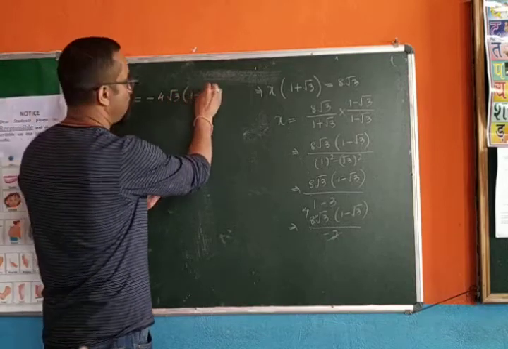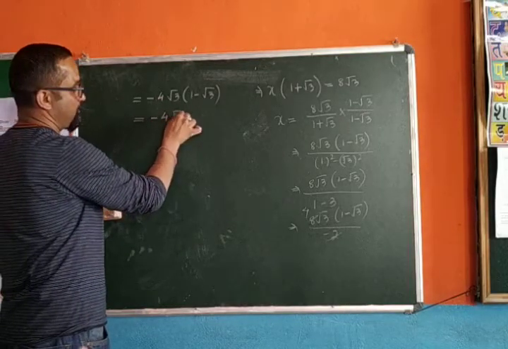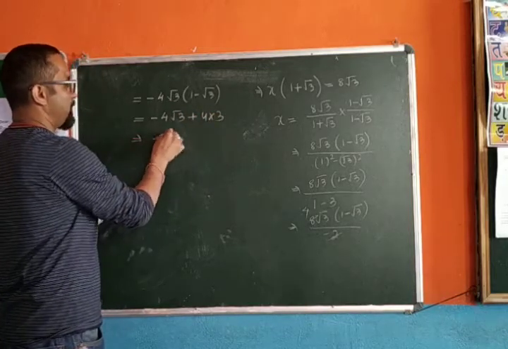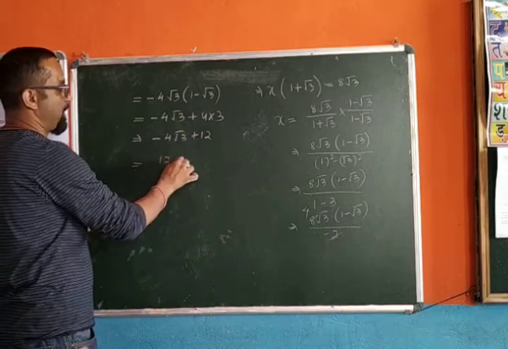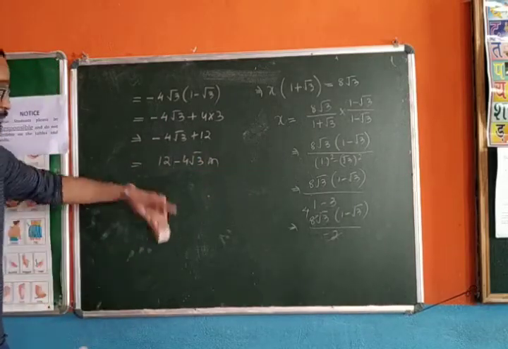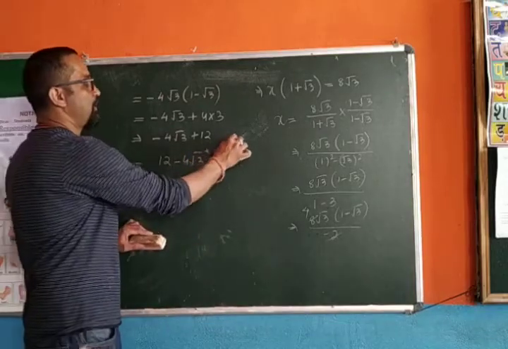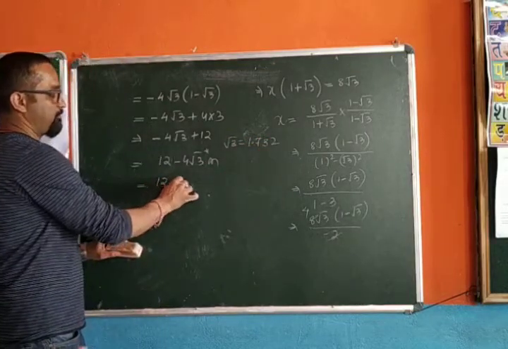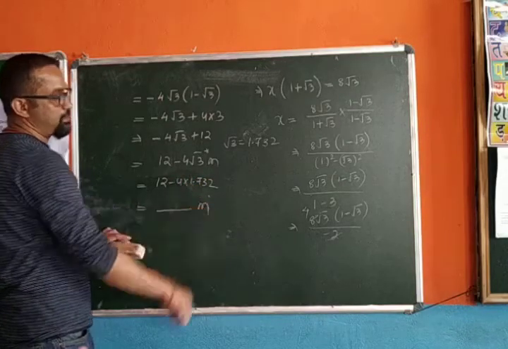Minus 4 root 3 times 1 minus root 3. Open the bracket now. Minus 4 root 3. Minus into minus is plus 4 into 3, so minus 4 root 3 plus 12. Arrange it: 12 minus 4 root 3. This is another simplified answer. If you want to go further, then you have to substitute the value of root 3. Root 3 has the standard value 1.732. 12 minus 4 into 1.732. You multiply, subtract, you get the answer.